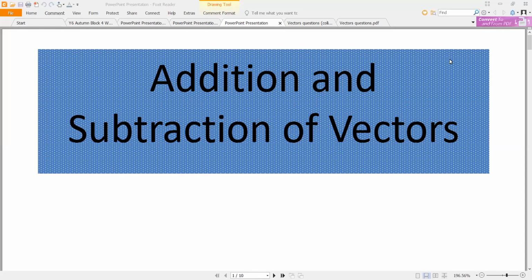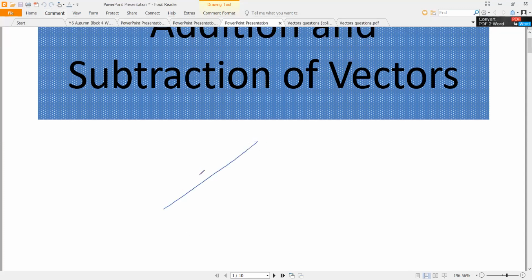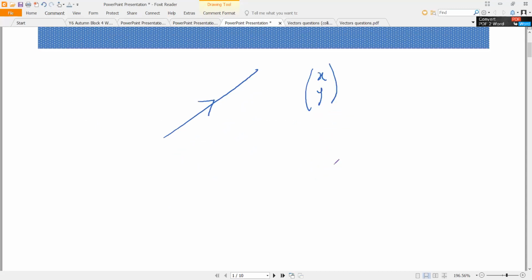Let us look at addition and subtraction of vectors. Remember, in the last class, we talked about representing vectors using lines and columns. If I do something like this, it can represent a vector, and I can decide to represent the vector using the column vector x, y. Today, we'll look at addition and subtraction of vectors.